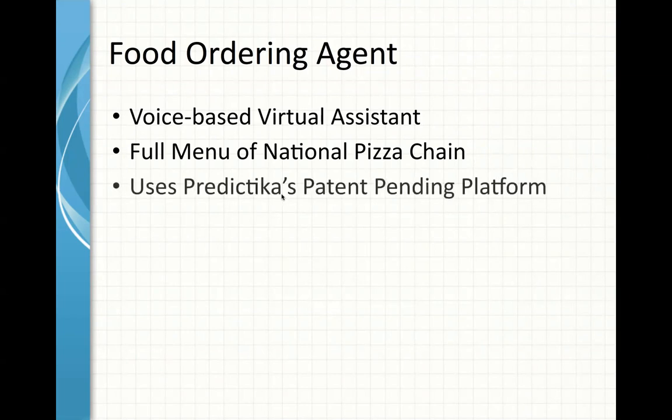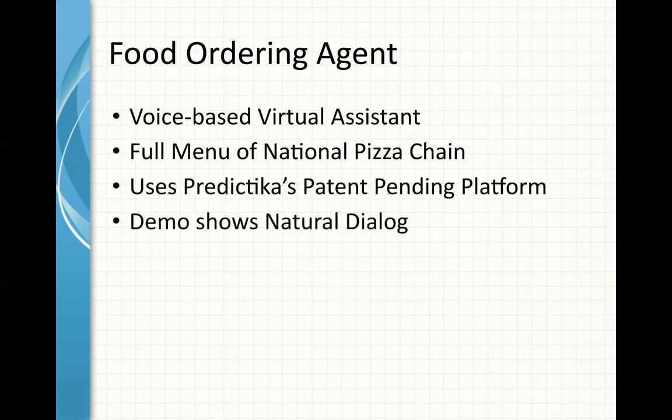We have used Predictica's proprietary patent-pending platform for natural language understanding and the dialogue engine that manages the context and dialogue around the restaurant menu. For voice to text, we use Google's Web Speech API to convert raw speech to text and vice versa. Our virtual assistants can also work using Amazon Alexa or Google Assistant as the voice front ends.